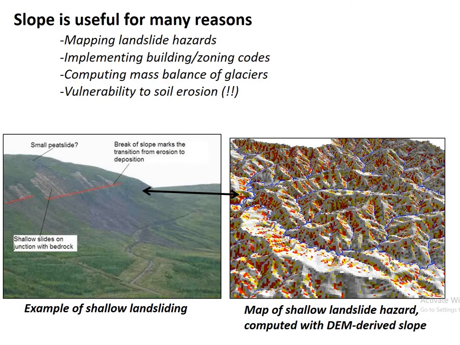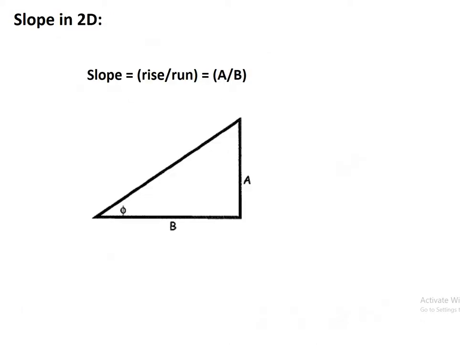But that's not the only thing slope is useful for. We can map landslide hazards, implement building or zoning codes, compute mass balance of glaciers, and compute vulnerability to soil erosion. Slope is really one of these fundamental properties of the landscape, and it's a fundamental thing that can be calculated from a DEM.